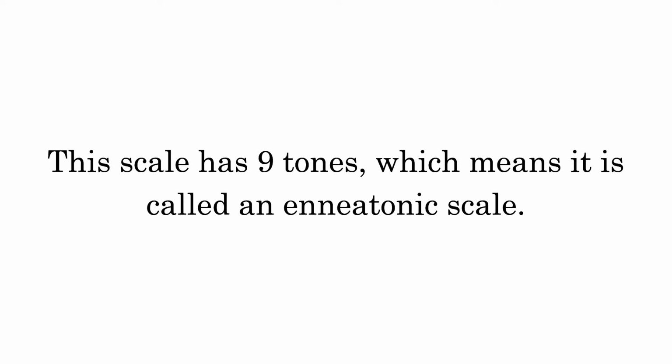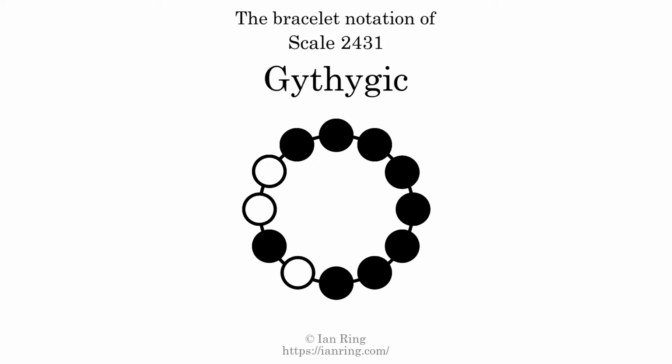This scale has 9 tones, which means it is called an enneatonic scale. This is a bracelet notation diagram of scale 2431. The shaded circles represent tones that appear in the scale, and they are read clockwise, starting at the top.